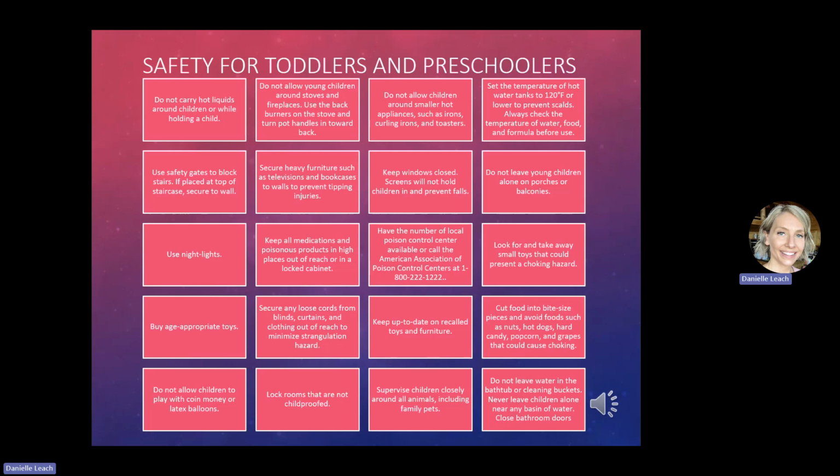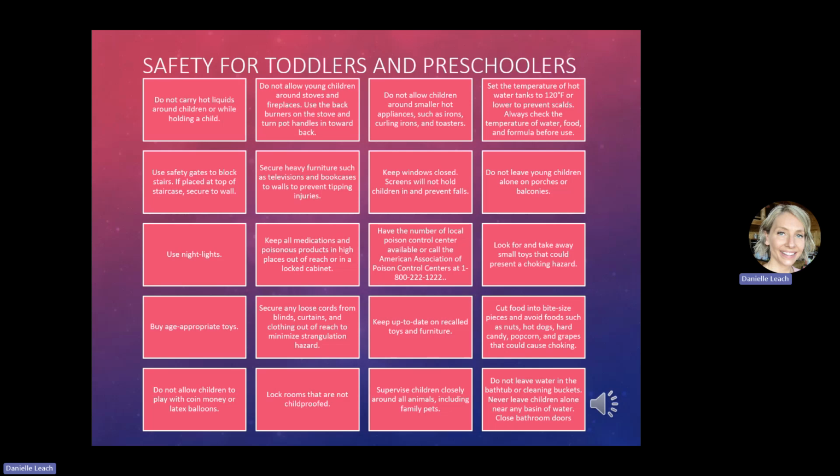Still using things like safety gates at the top of stairs. We do want to secure heavy furniture to the wall, so things like bookcases and TVs, because kids can climb up on these types of things and then they can fall over on top of them. Making sure that we're keeping windows closed so that they don't fall out, especially on like a second story or in an apartment building. Not leaving them alone on porches or balconies.